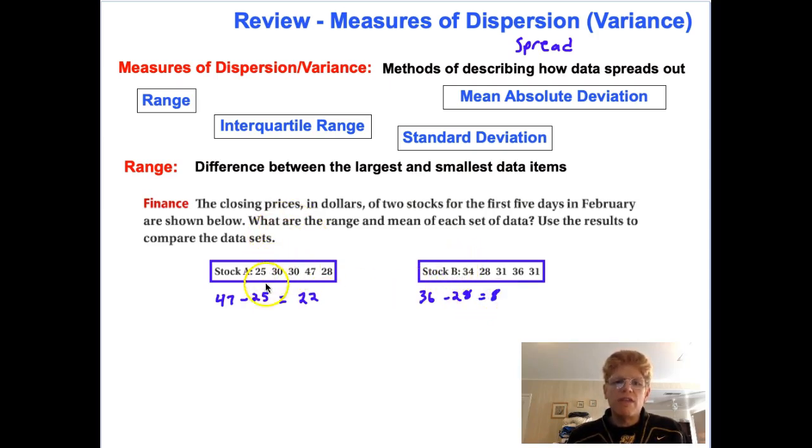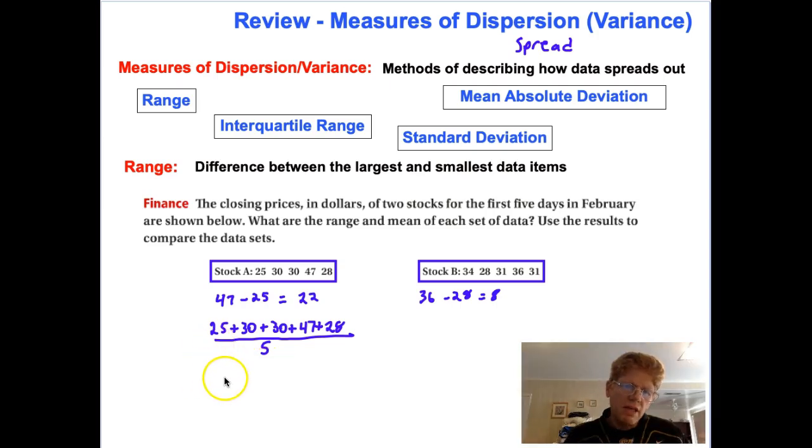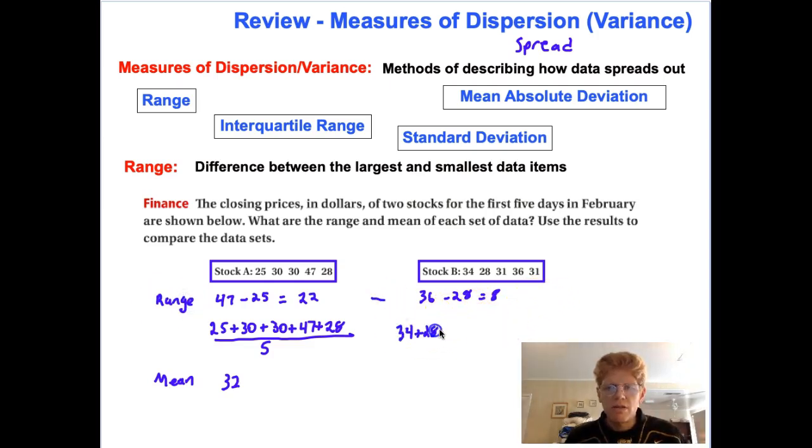Then we also want to find the mean. So to find the mean, we're going to add these up all over the total number of data items, which is 1, 2, 3, 4, 5. And the same thing over here. That's going to give us a mean of 32. And then on this side, we've got our range here, all over 5. And our mean is also 32.